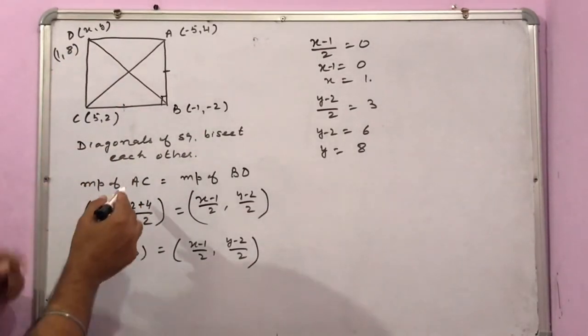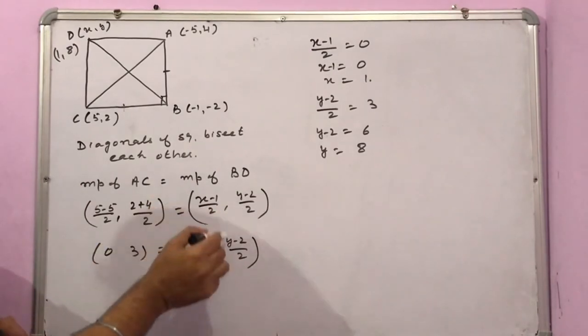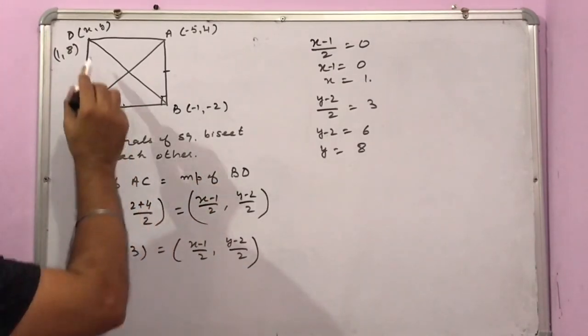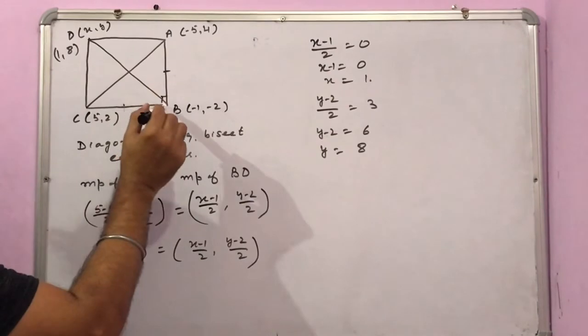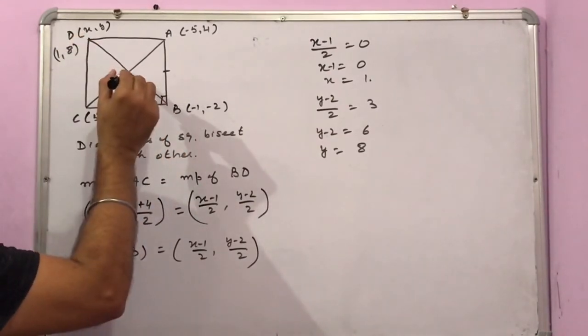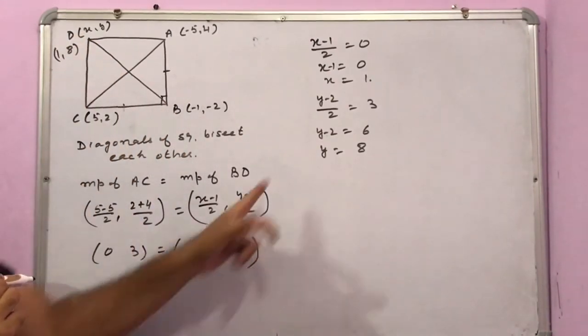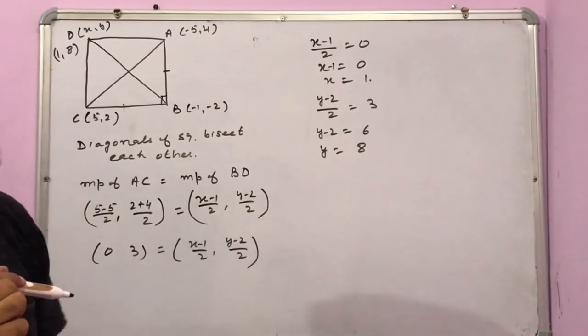So the midpoint of AC and midpoint of BD will be the same. I find the midpoint of AC, then the midpoint of BD, it will be the same. Then calculate the values of x and y.